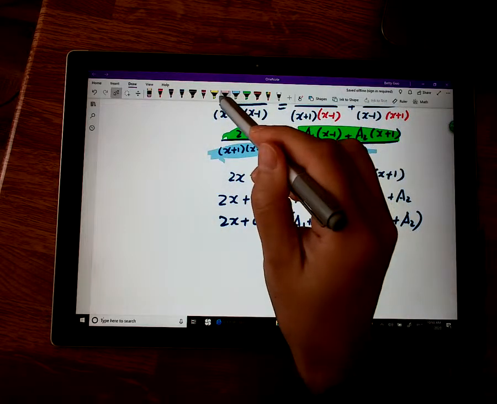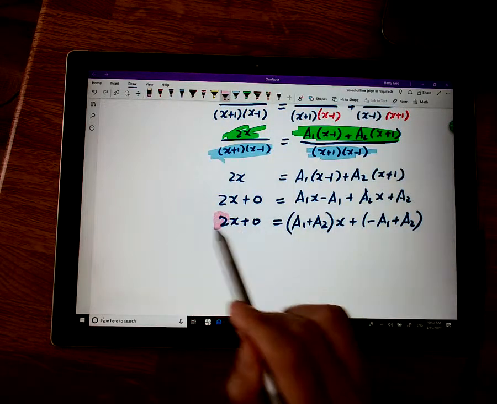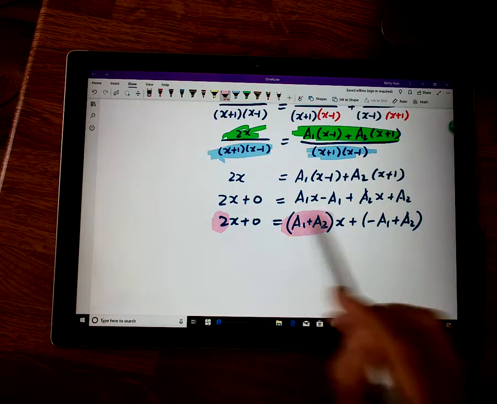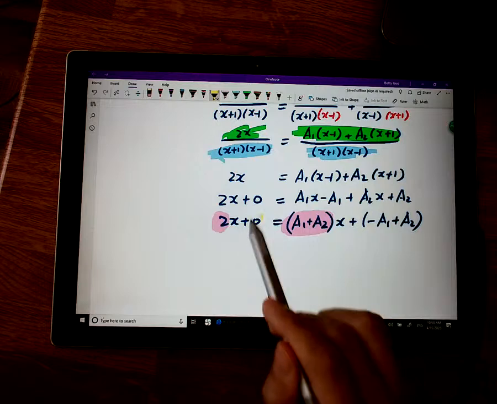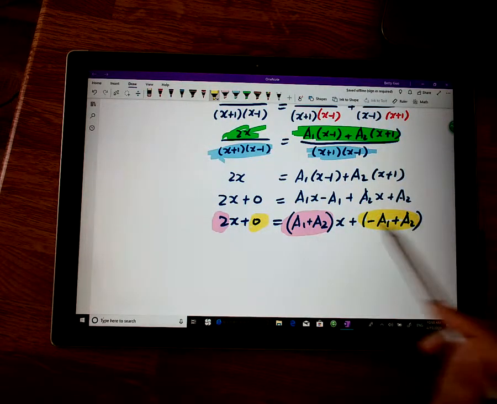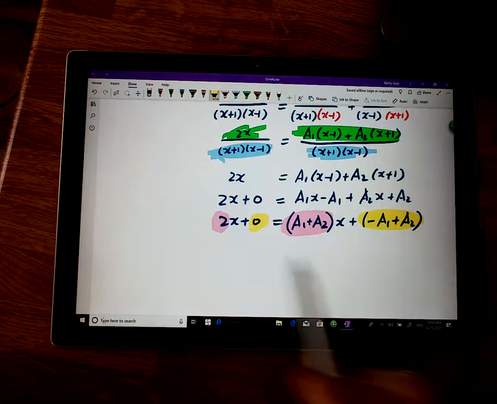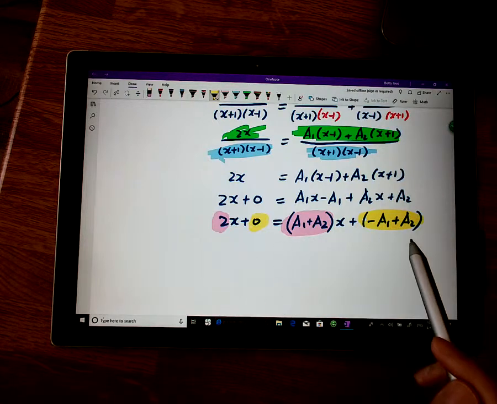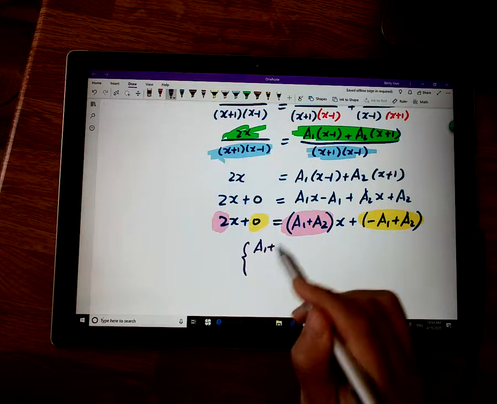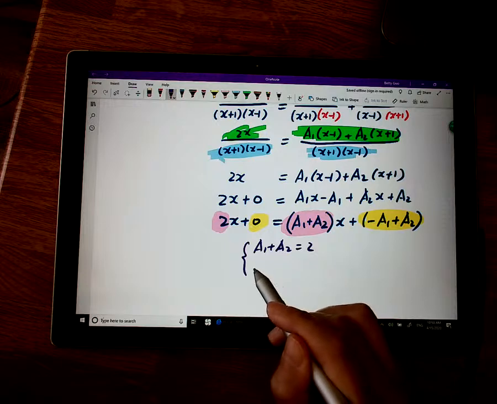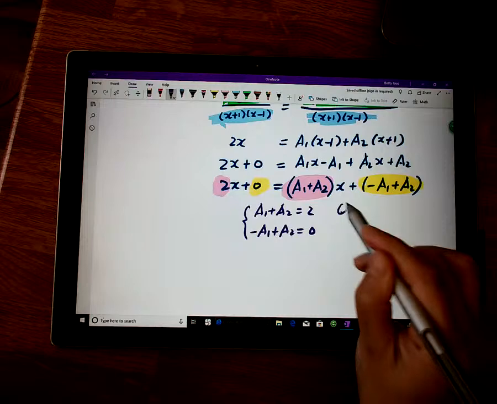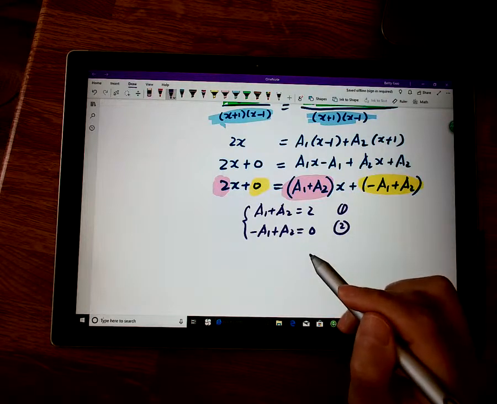Okay, on the left, the coefficient of x is 2. On the right, the coefficient of x is a sub 1 plus a sub 2. On the left, the constant is 0. On the right, the constant is negative a sub 1 plus a sub 2. So the pink part equals the pink part. The yellow part equals the yellow part. That's how we have a system now. A sub 1 plus a sub 2 equals 2. Negative a sub 1 plus a sub 2 equals 0. Equation 1, equation 2, two equations for two unknowns.